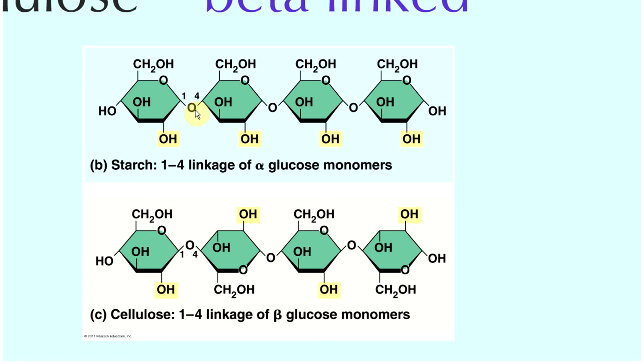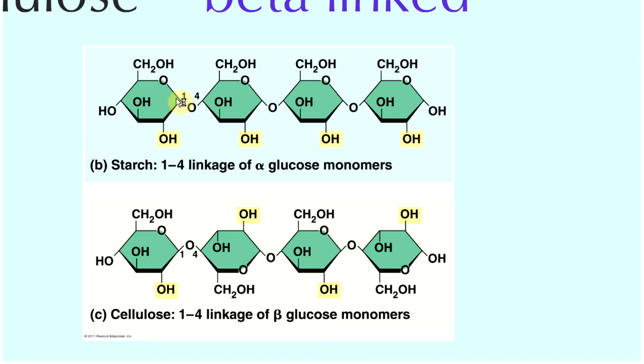Notice that my bond is pointing down, the oxygen in between it, between my first two monomers. It's pointed down with the oxygen in between it for my second two, and it's pointed down with the oxygen in between it for my last two. We call these 1,4 linkages because we are linking the first carbon in one glucose monomer with the fourth carbon in another glucose monomer.